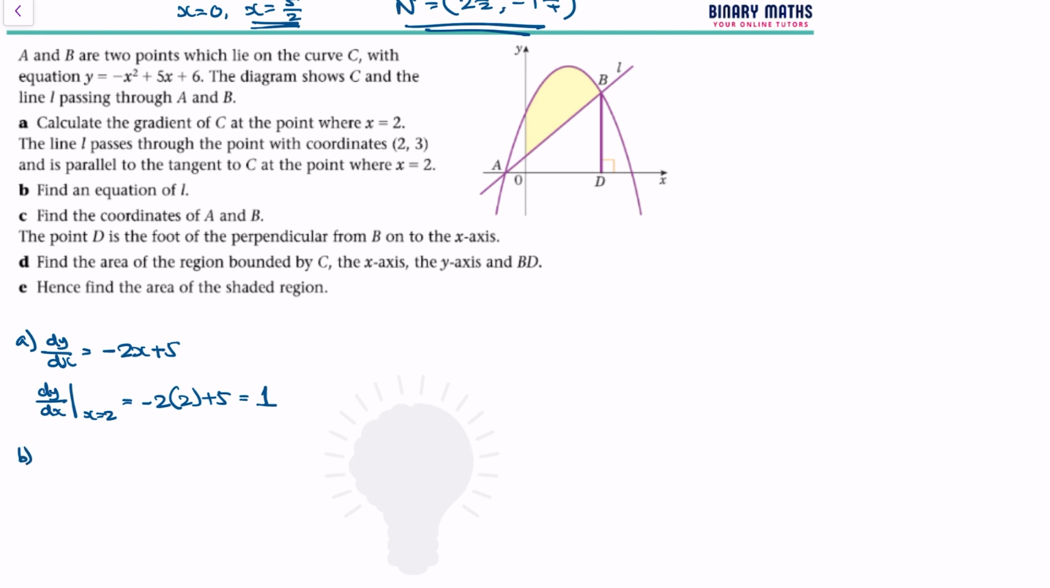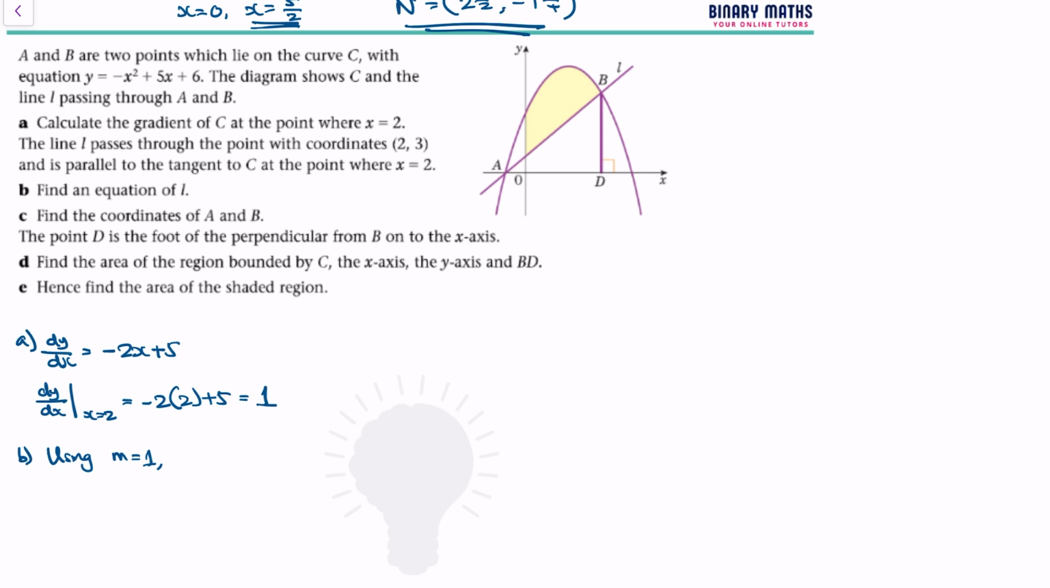B. The line L passes through the point with the coordinate 2, 3 and is parallel to the tangent to C at the point where x is equal to 2. Find an equation for L. So I know the gradient at x equals 2 is 1. So m is equal to 1, because the gradient is equal to 1 at x equals 2.